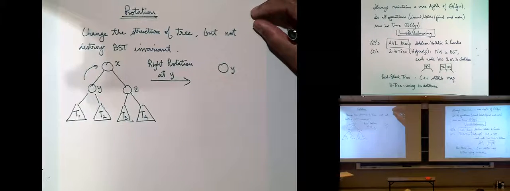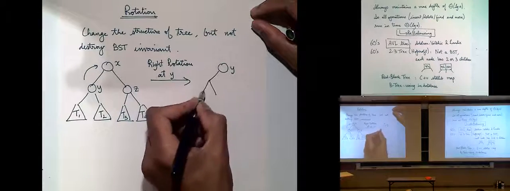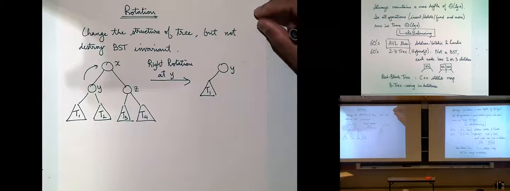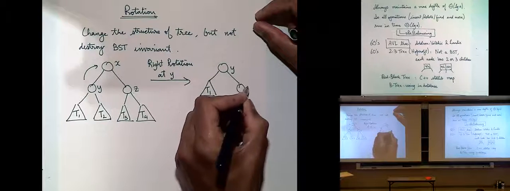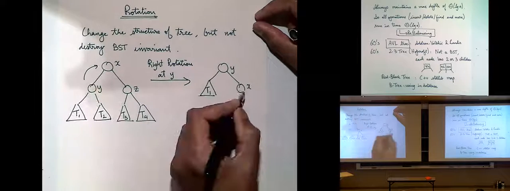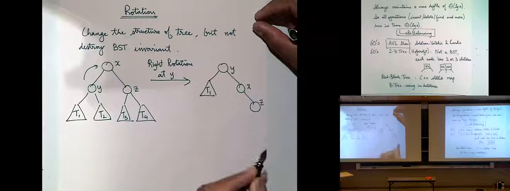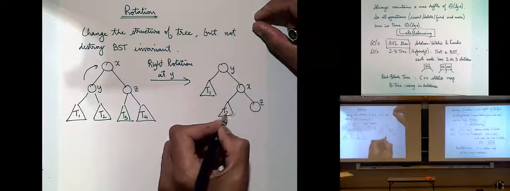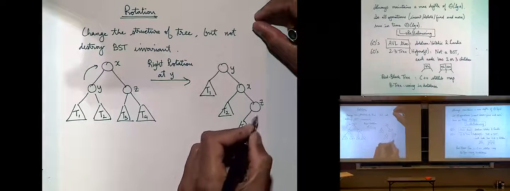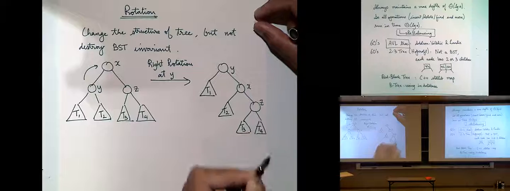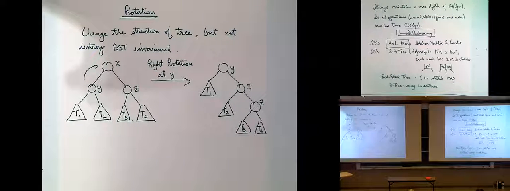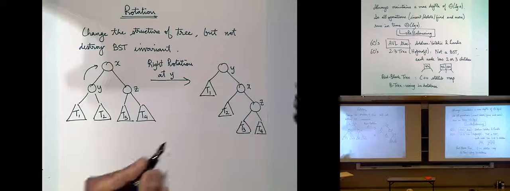So that's Y. It's going to keep this child T1. X is going to move downwards. Z is going to move further downwards. This is T2, T3, and T4. Okay, so I change this by doing what's called a right rotation at Y. So Y is a left child, and it rotates to go up. Okay?